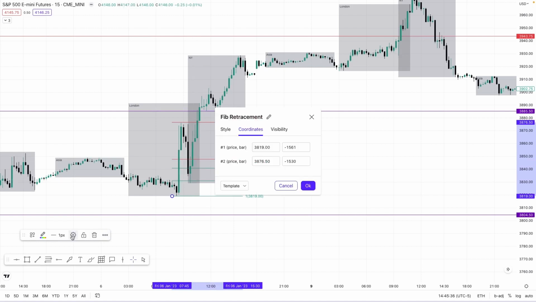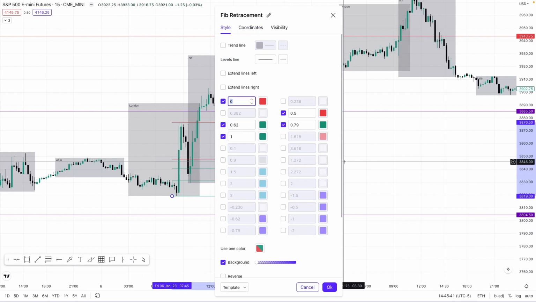So here's my fib. I'm going to go to the settings. So these are the standard settings that I have. 0 to 1 creating the framework, 0.5 equilibrium, and then your optimal trade entry setting, 62, 79% retracement.